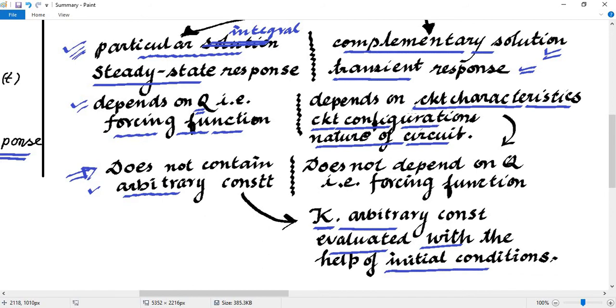And this part, the complementary function, does not depend on Q. But the particular integral depends on Q, the forcing function.